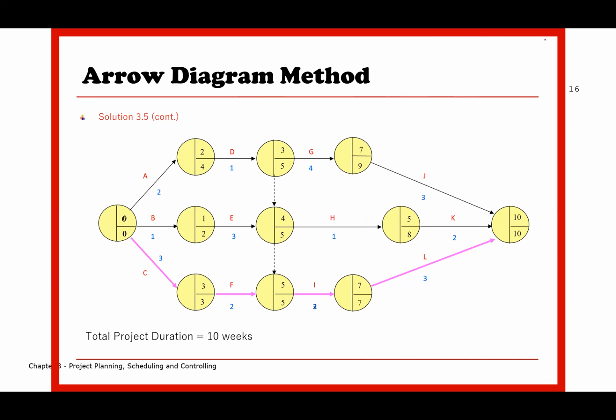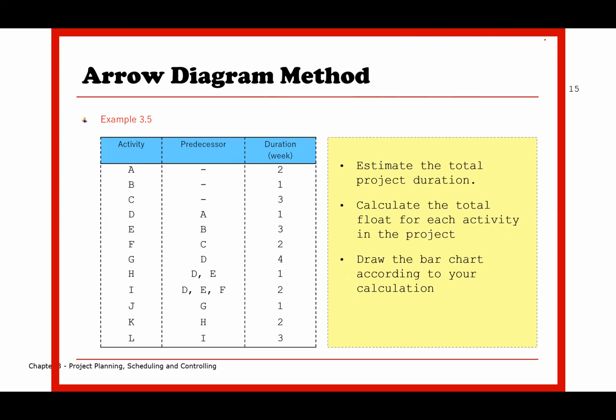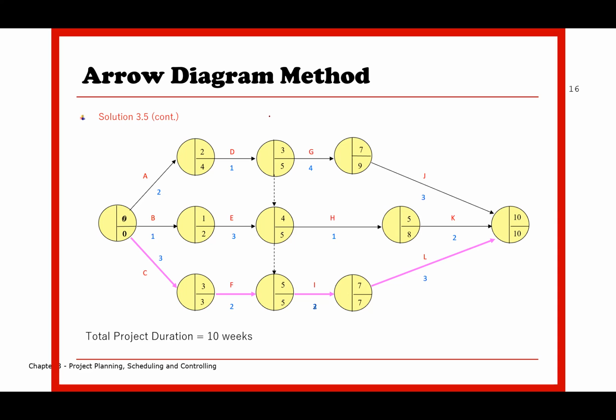Arrow diagram. Okay, so again, this example, list of activity, then you have predecessor, then based on the predecessor you start draw your diagram, and then the duration shown in week. Okay, so you draw the diagram based on the information, then you put the activity name, duration, and then you will start your calculation.